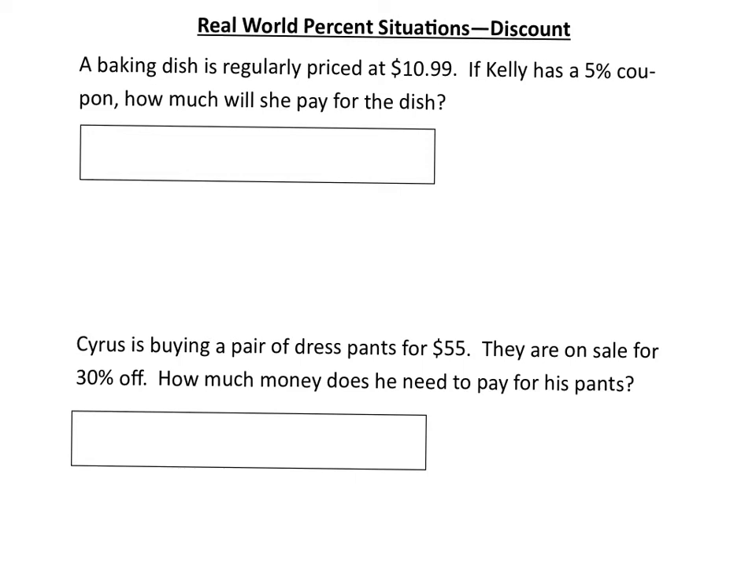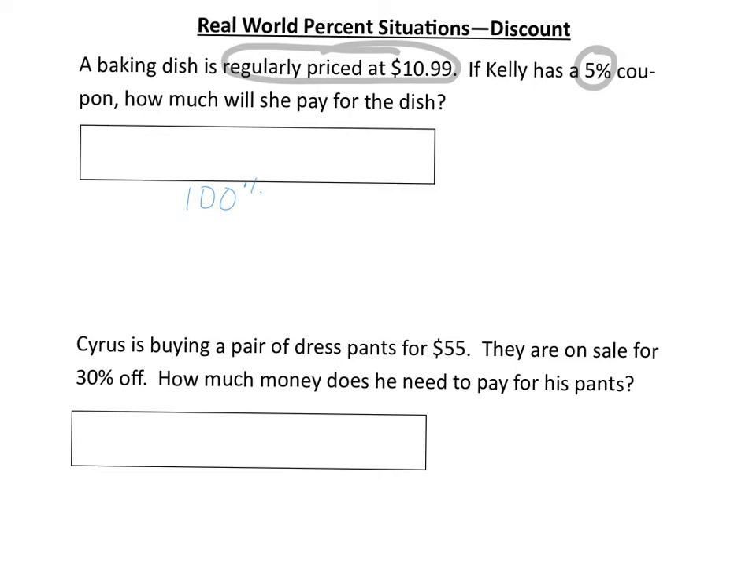We start off with, again, this bar, and we know that the bar is going to represent 100% of the price. The problem says a baking dish is regularly priced at $10.99. And Kelly has a 5% coupon. We want to know how much she's going to pay for the dish.